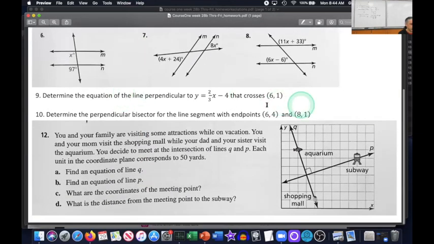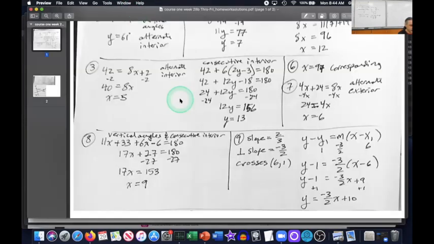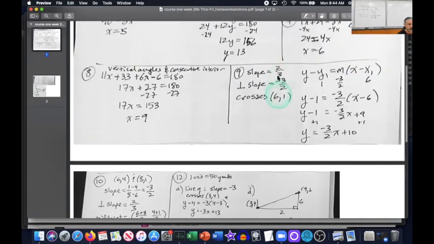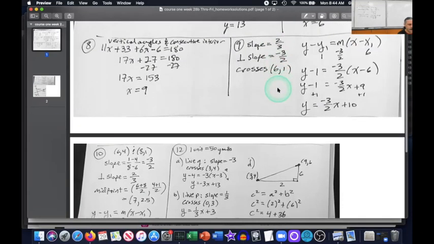Okay, and then here, this is just a matter of determining the equations. So remember, the perpendicular slope is the opposite reciprocal. And then when we had the perpendicular bisector, we have to get the slope first, and then use that slope to get the opposite reciprocal, in addition to getting the midpoint. Okay, so number 9 and 10.